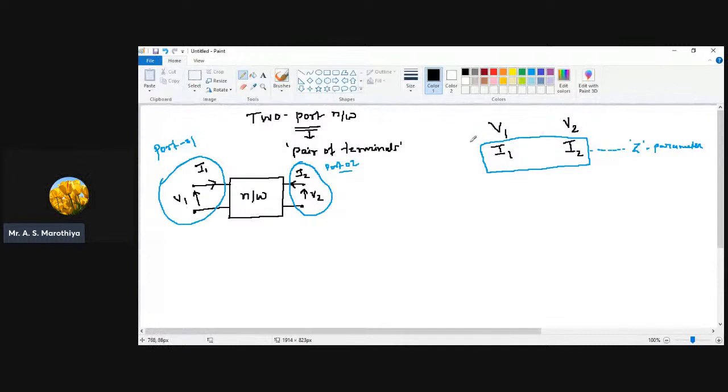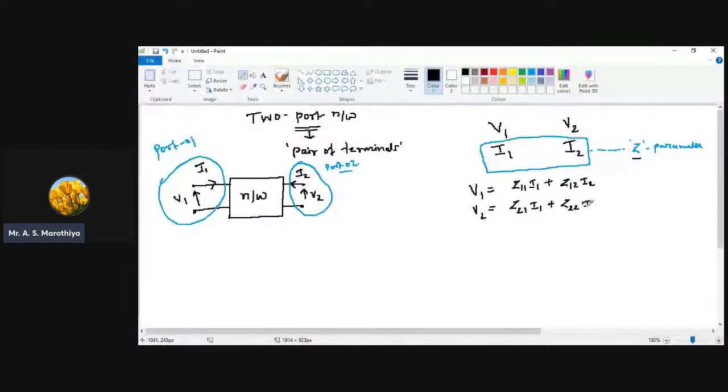So the expressions for V1 and V2 we now need to define in terms of I1 and I2 by using this function, which is nothing but impedance. So I can write V1 equals Z11 into I1 plus Z12 into I2. In the same way, I can write V2 equals what? Z21 into I1 plus Z22 into I2.